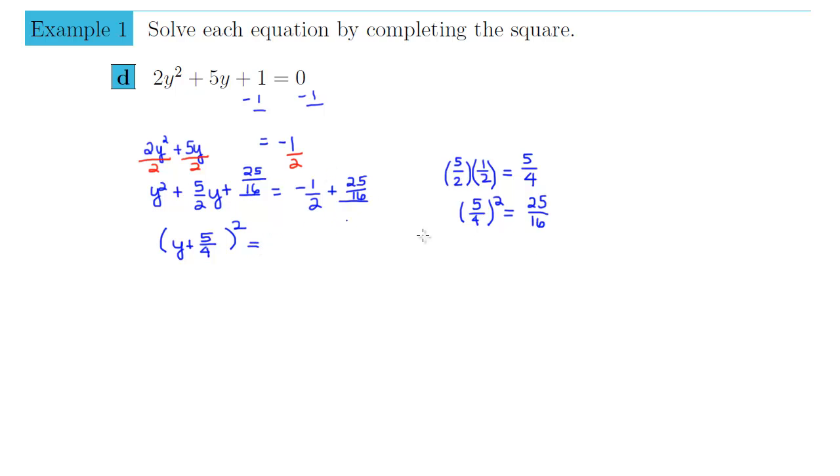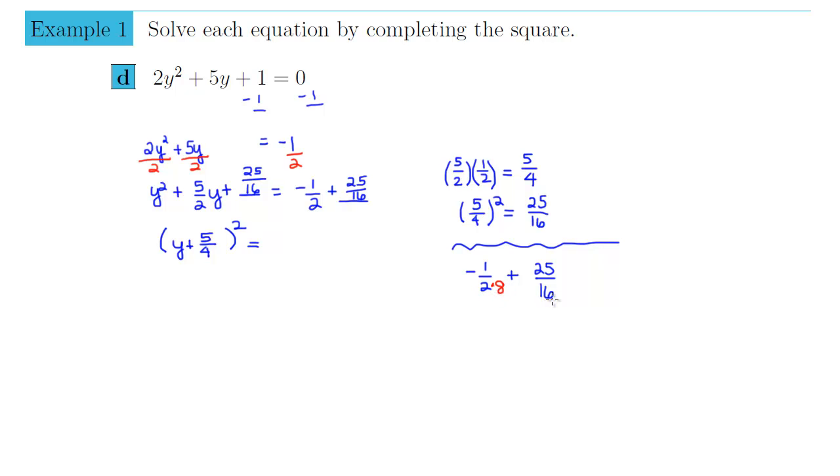Now, the right side's going to take just a little bit of work. We have to add two fractions together. Negative 1 half plus 25/16. We want to add these up so we can simplify and get a number on the right. How do we add unlike fractions? We need to get a common denominator. What's our common denominator of 2 and 16? Well, that's simply 16, which means we have to multiply our first fraction on the bottom by 8.